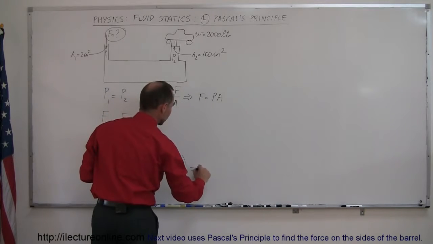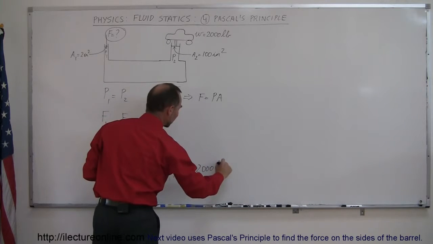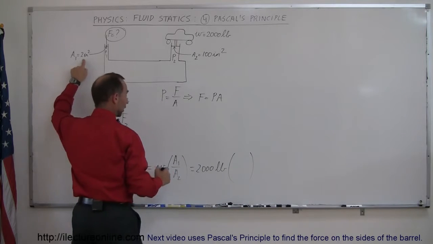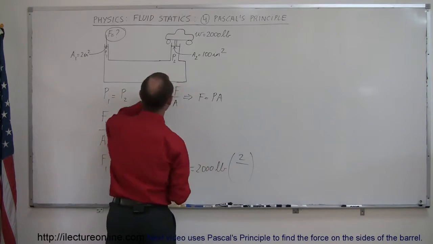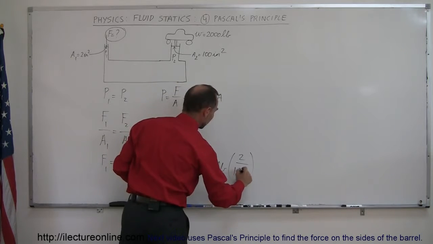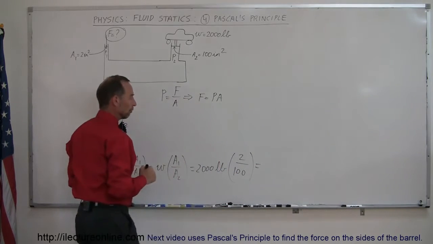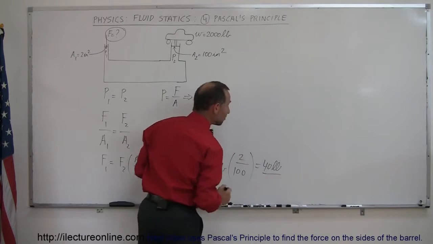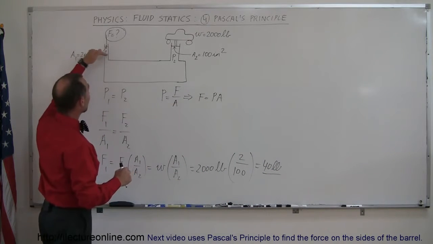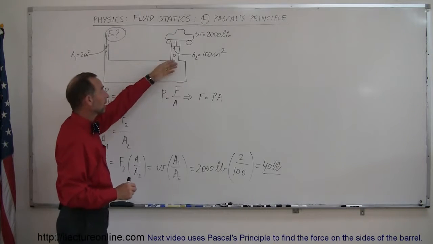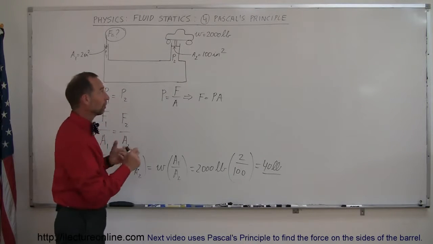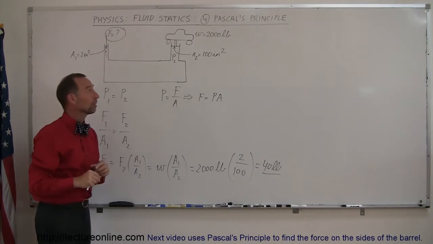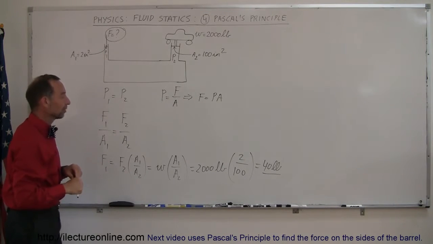And so this, therefore, is equal to 2,000 pounds, the weight of the car, times the ratio of the areas. The cross-sectional area here would be 2, divided by the cross-sectional area there would be 100. And so that would be equal to 40 pounds of force. So, which means that with a very small push of 40 pounds, you can lift up a car that weighs 2,000 pounds, just because of the ratio of the cross-sectional areas of the two pistons on both sides of this tank. So it's pretty amazing.